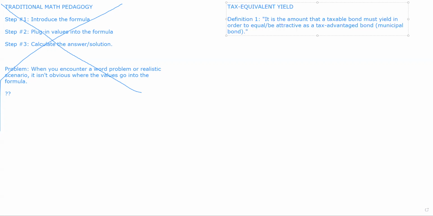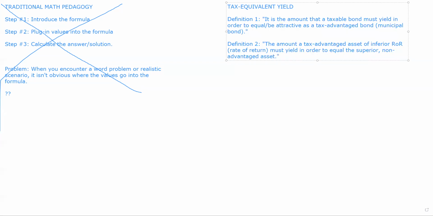I'm not a fan of that definition because when you look at the formula, or when we derive the formula, it's really more like the amount a tax advantaged asset of inferior rate of return must yield in order to equal the superior non-tax advantaged asset. And I suppose this is just two different ways of saying the same thing. But I am a big fan of this second definition. I didn't realize I just watched the Investopedia video again. The Investopedia definition is the first one, but I like the second one better, to be honest.